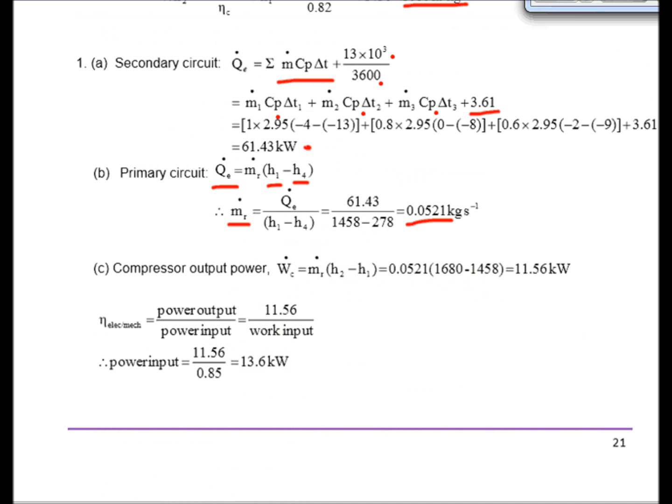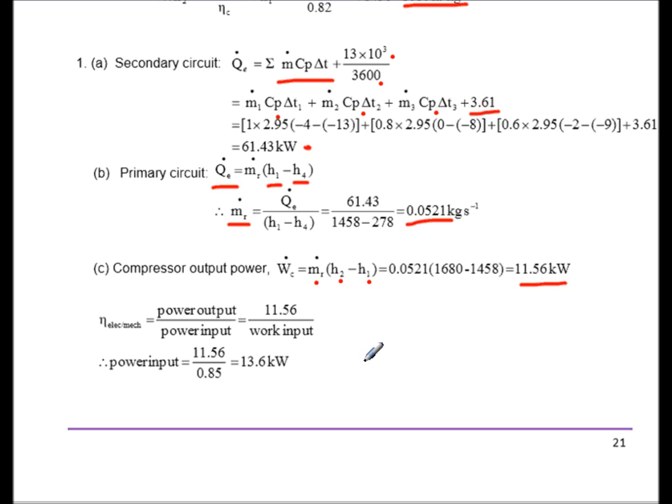To calculate the compressor electrical power, we first need to calculate what the work done in the compressor is, and we'll do that as before using our mass flow rate times the change in enthalpy. So we have all these values now. For mass flow of refrigerant, we have H2 and H1 from a chart, so we get 11.56 kilowatts.